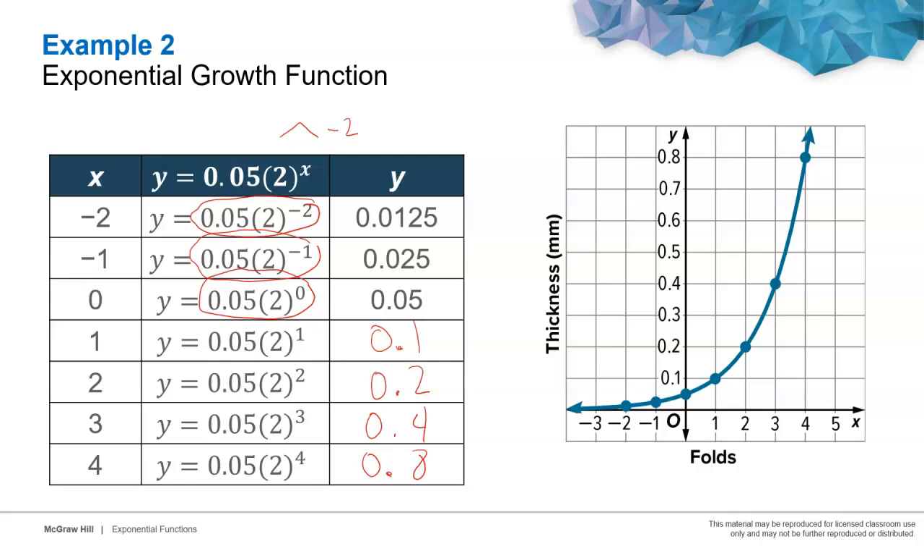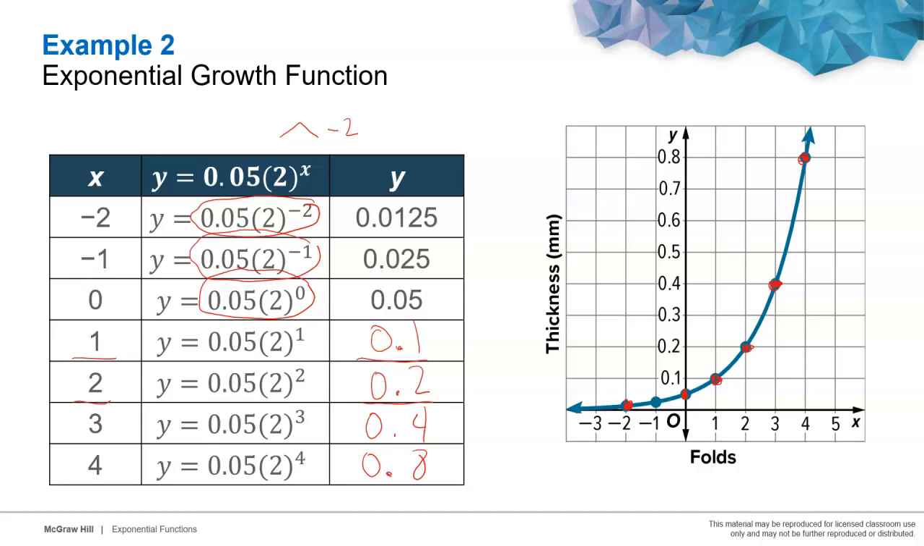And if you look at our graph, notice they've plotted the points here, right? Here is when x was -2, y was 0.0125. It's kind of hard to see there. Let's jump all the way over to x equals 0. When x equals 0, y was 0.05. When x equaled 1, y was 0.1. When x was 2, y was 0.2. When x was 3, y was 0.4. And when x was 4, y was 0.8. There's my graph. We just graphed that exponential function.